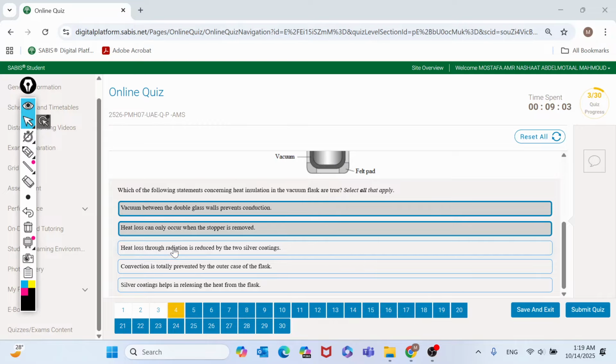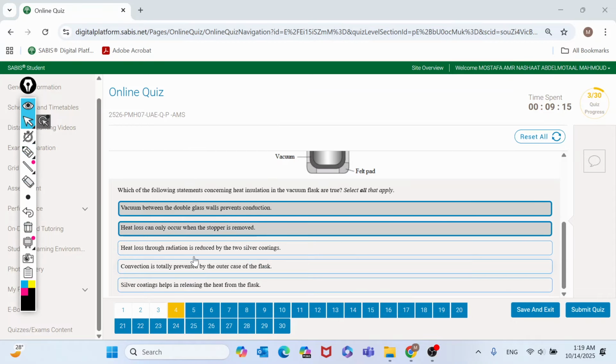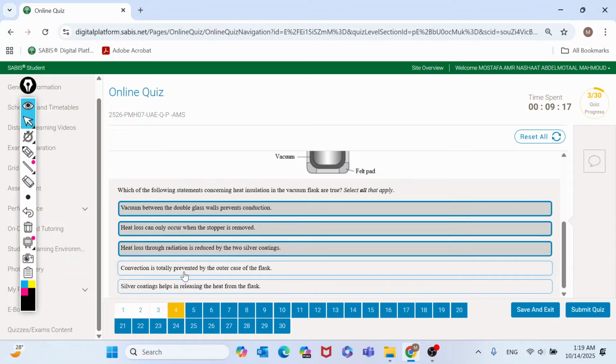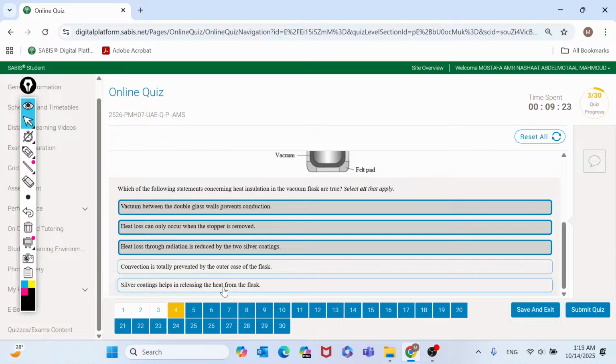Heat loss through radiation is reduced by the two silver coatings. Yes, because they reflect the radiation. I explained this earlier. They reflect the radiation. Convection is totally prevented by the outer case of the flask. No, you need the stopper. Silver coating helps release the heat from the flask. No.